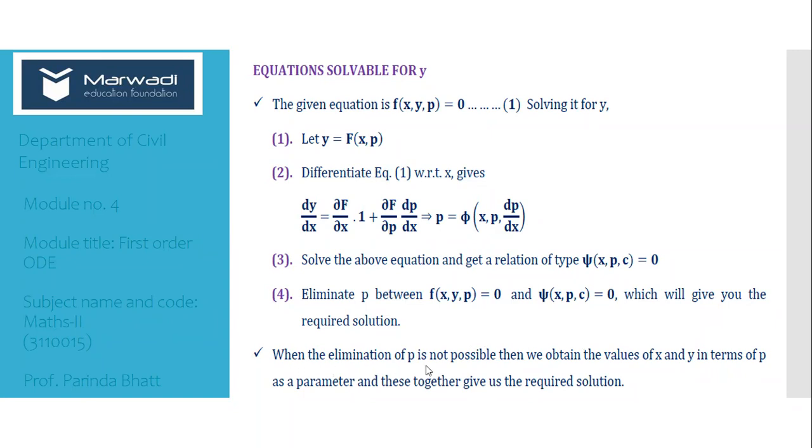When the elimination of p is not possible, then we obtain the values of x and y in terms of p as a parameter, and this together gives us the required solution. That means in every example, the elimination of p is sometimes possible, sometimes not possible. Then we obtain the values of x and y in terms of p as a parameter, and this together gives us the required solution. Okay, these are the procedures for equation solvable for y.